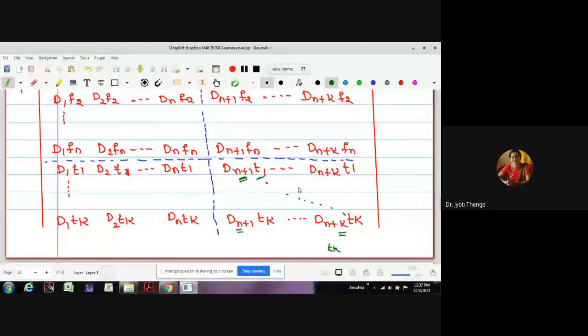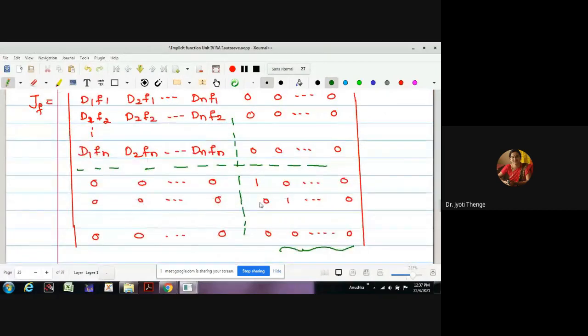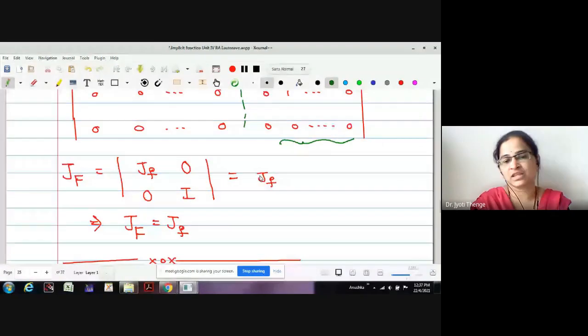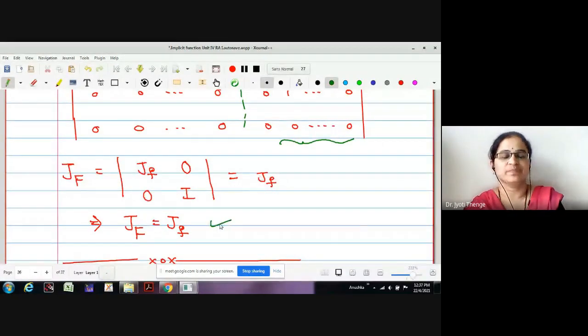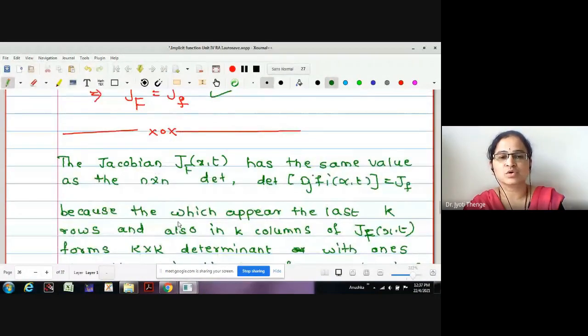Therefore, what kind of Jacobian matrix have we obtained? This is the format we have obtained. And if we write, this will be the Jacobian determinant of small f, a 0 matrix, and an identity matrix. And if we evaluate according to the determinant properties, these two values are going to be the same. The Jacobian determinant with respect to capital F is equal to the Jacobian determinant with respect to small f.